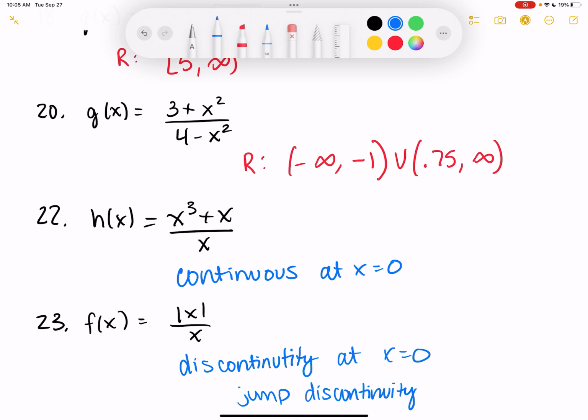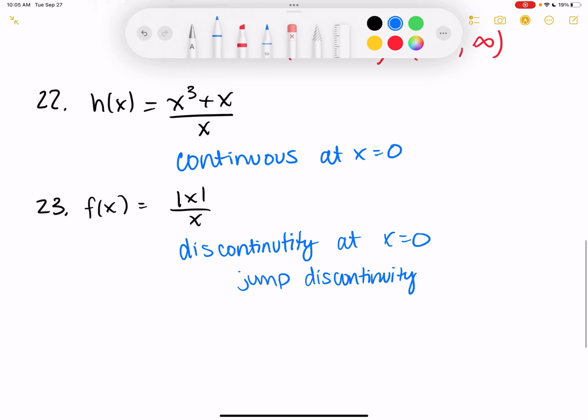Wait, how do you spell that? Discontinuity? Well, you spelled it two different ways. And not that it matters, but. Oh, you did the.